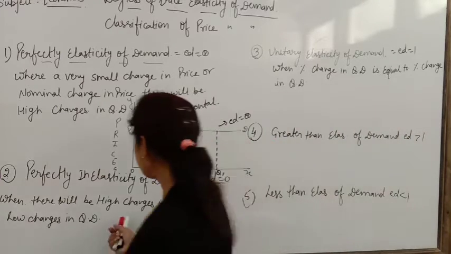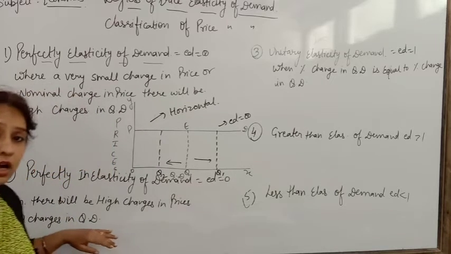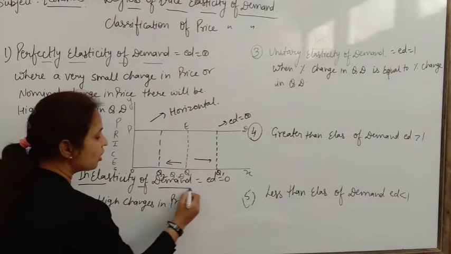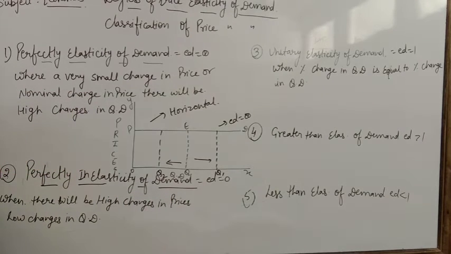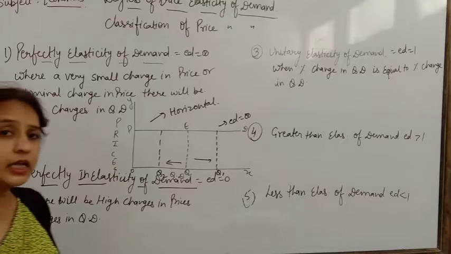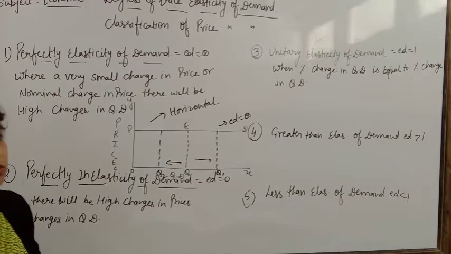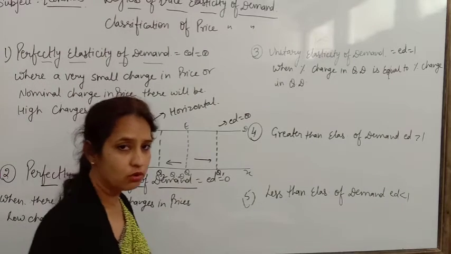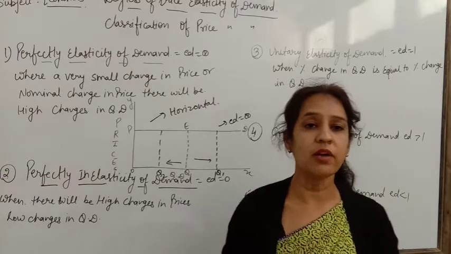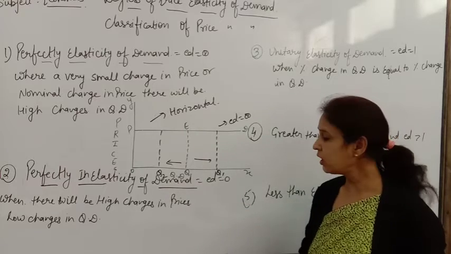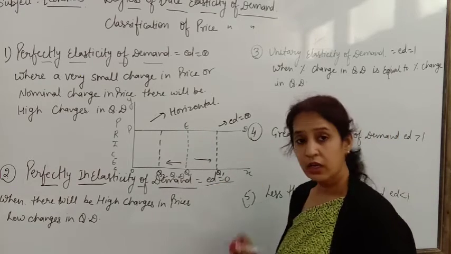In which goods does perfectly inelastic demand apply? It applies to essential goods, just like salt. If the price of salt decreases, we are not going to demand more of that commodity. It means demand will not change. That's why ED will be in which situation? ED equal to 0. Clear?